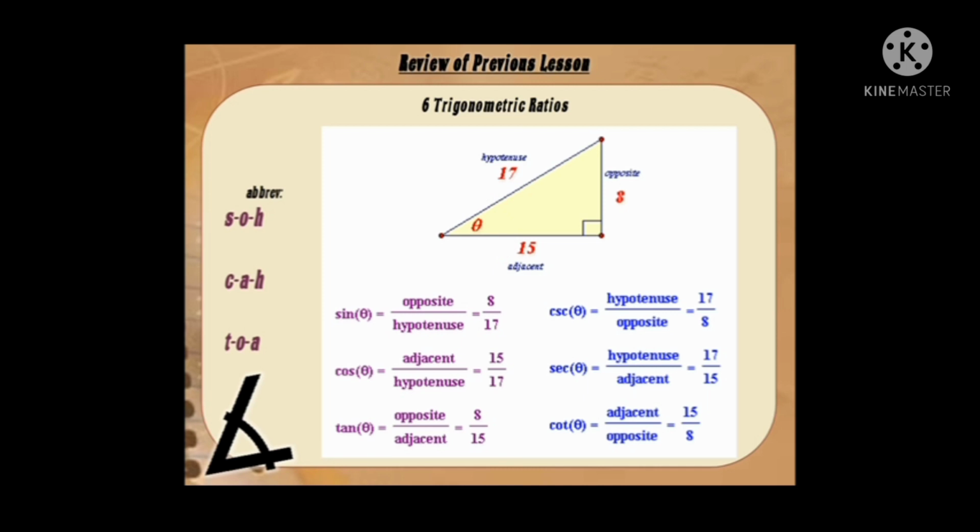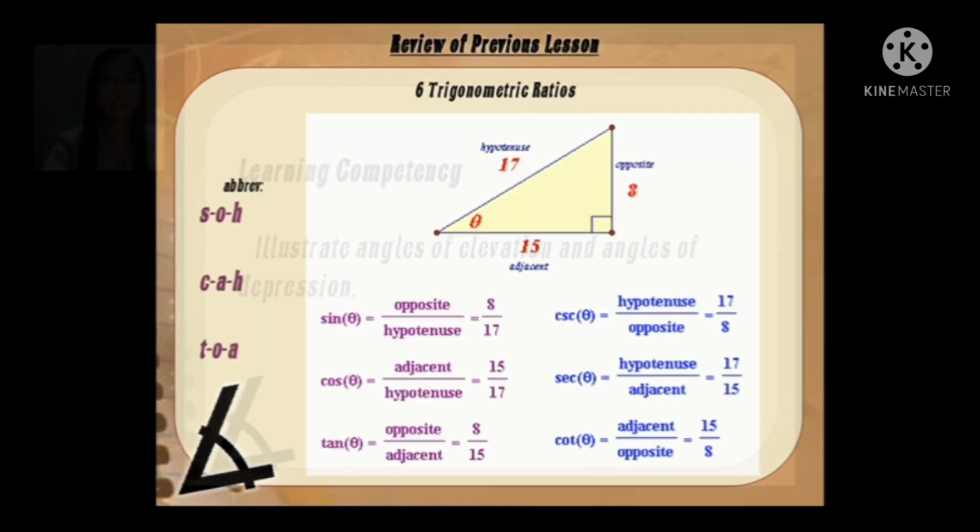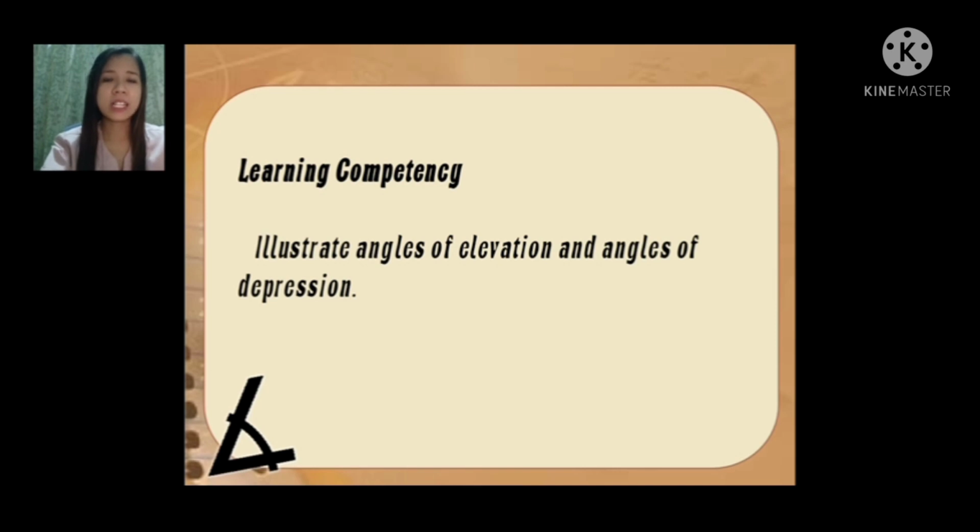Cosecant theta, the multiplicative inverse of sin theta, is equal to hypotenuse over opposite, therefore it is equal to 17 over 8. Secant theta, the multiplicative inverse of cosine theta, is equal to hypotenuse over adjacent, therefore it is equal to 17 over 15. Cotangent theta, the multiplicative inverse of tangent theta, is equal to adjacent over opposite, therefore it is equal to 15 over 8. The main objective of this lesson is that at the end you will be able to illustrate angles of elevation and angles of depression.